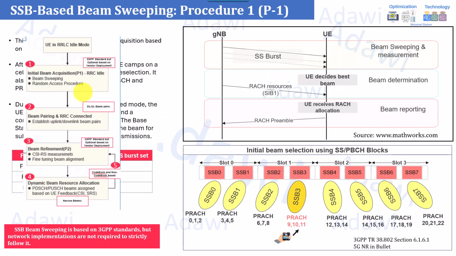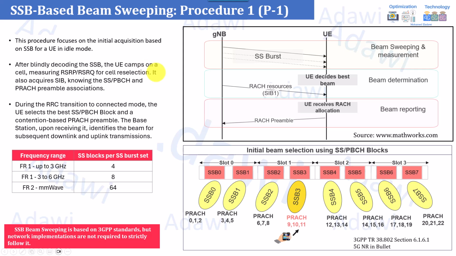So here, as you can see, we'll be explaining the first part related to the initial acquisition, which is P1, during the idle mode, based on SSB, the so-called beam sweeping, procedure 1. If you remember the previous figure, we're covering this part. So let me now explain how the communication is being exchanged between the gNB and the UE.